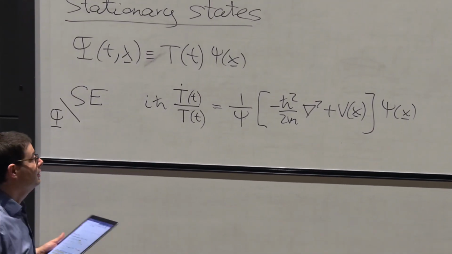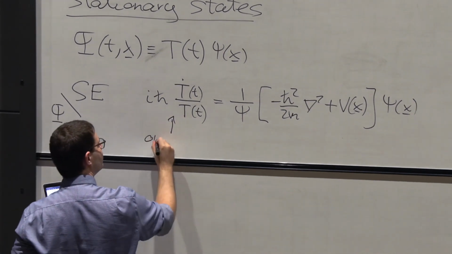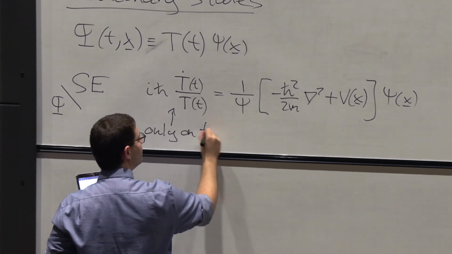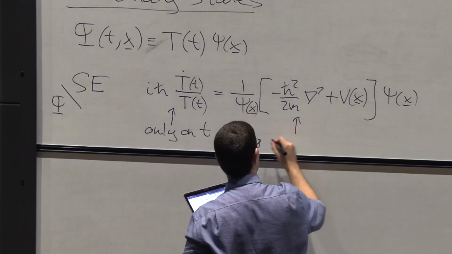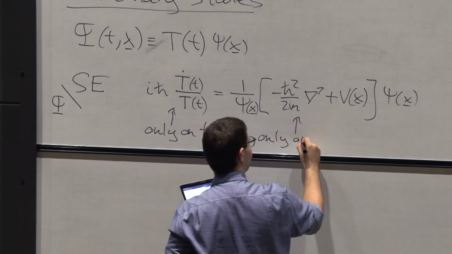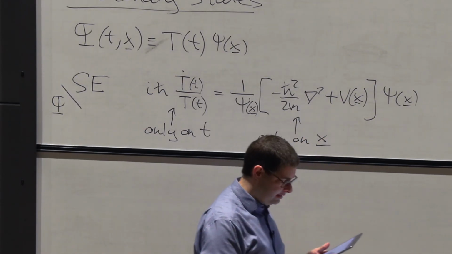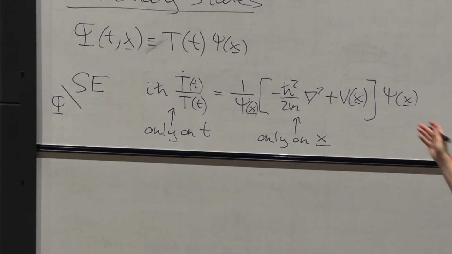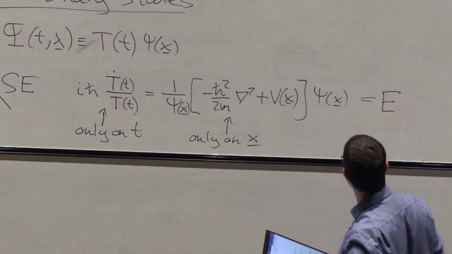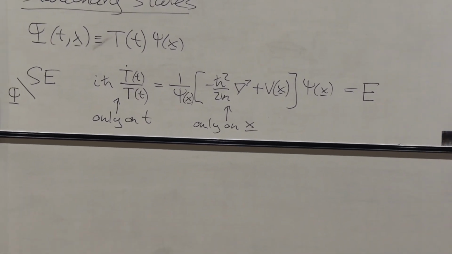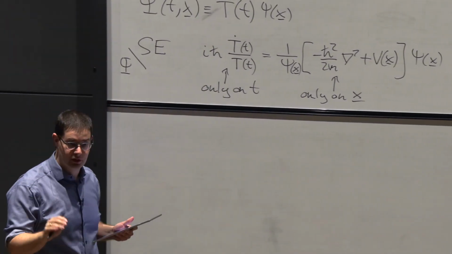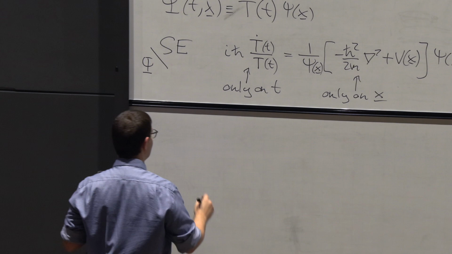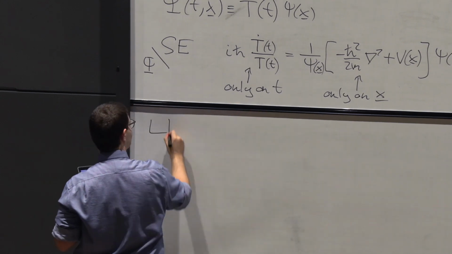So left-hand side only depends on time. The right-hand side only depends on x. This is only possible if both sides are actually a constant. And we anticipate that this constant will be energy. Okay? So we just call that constant energy. So this is just the usual philosophy of separation of variables in PDEs. Okay? So let's start with the left-hand side.